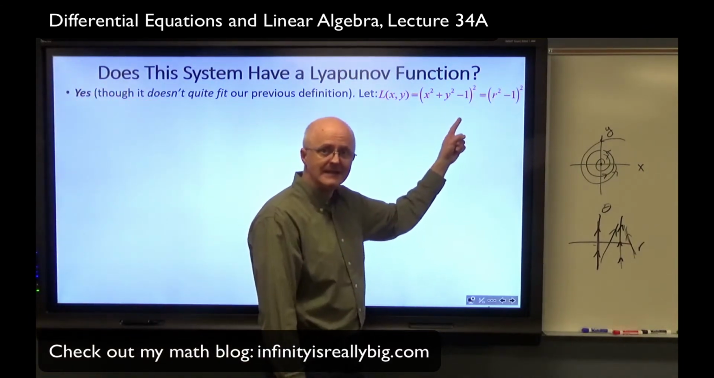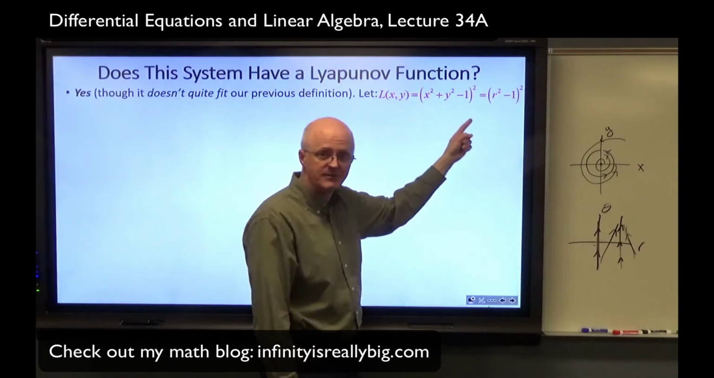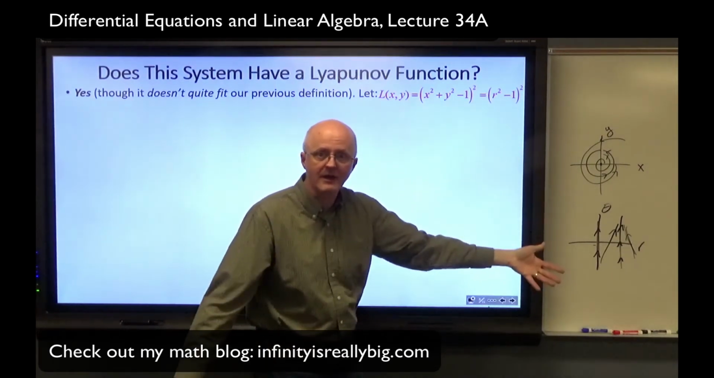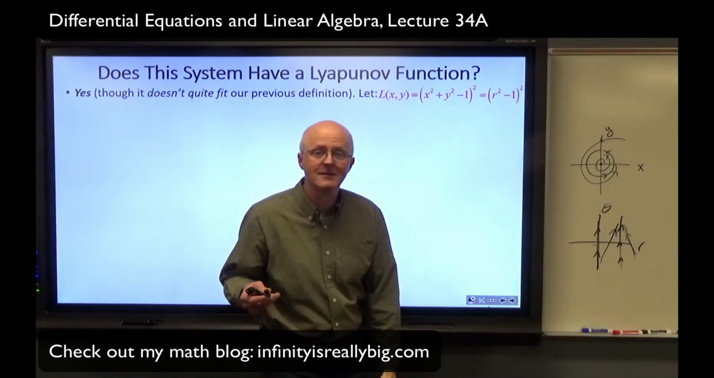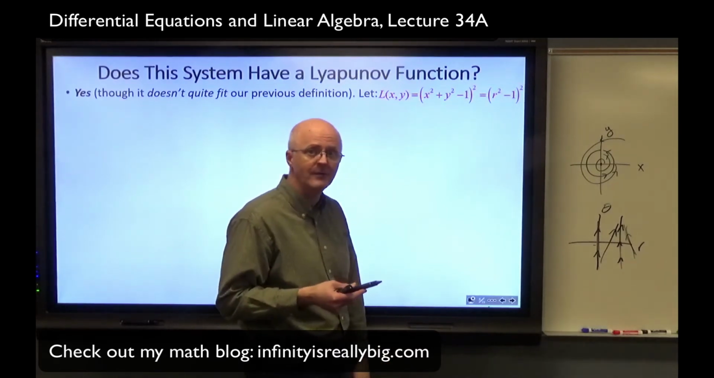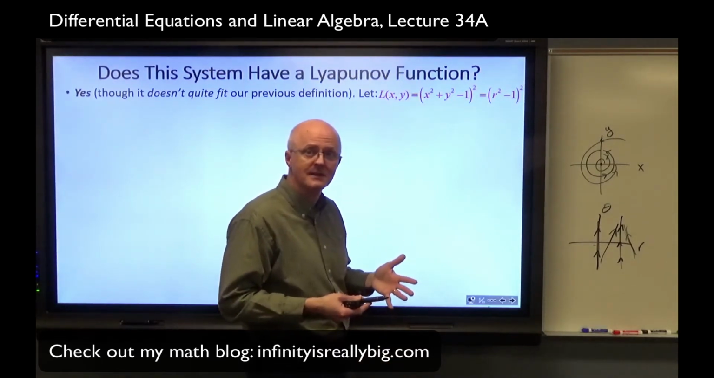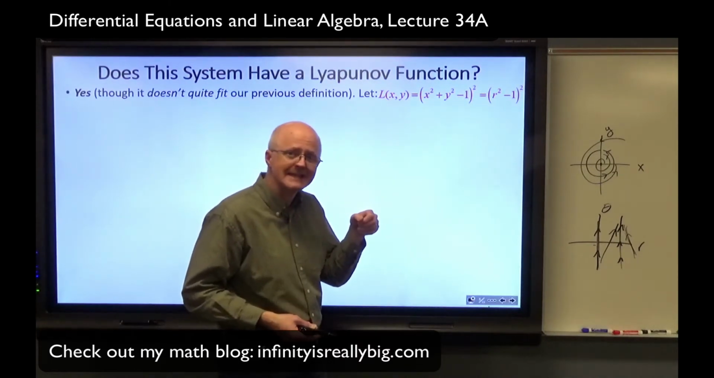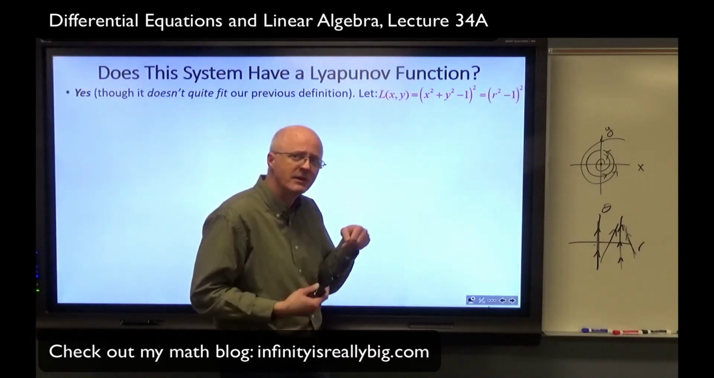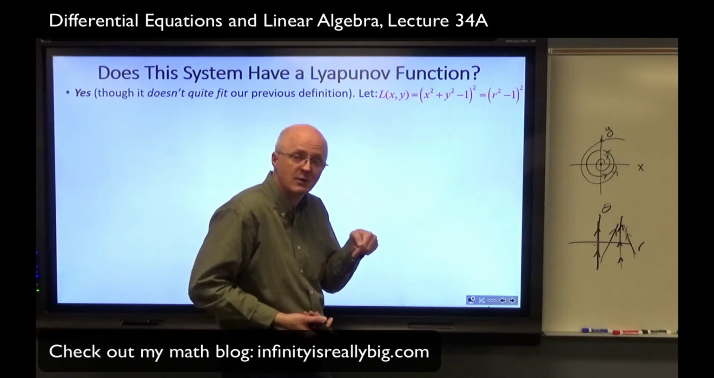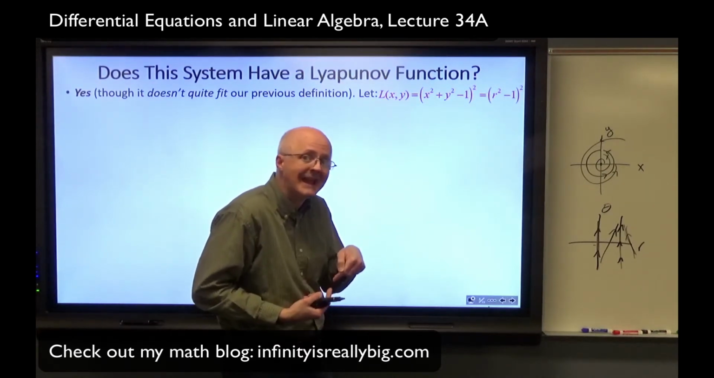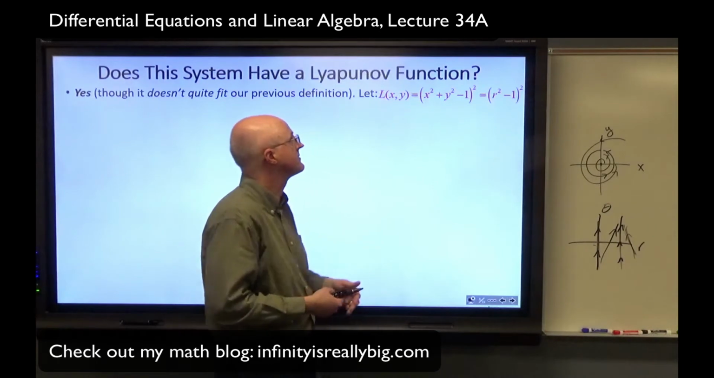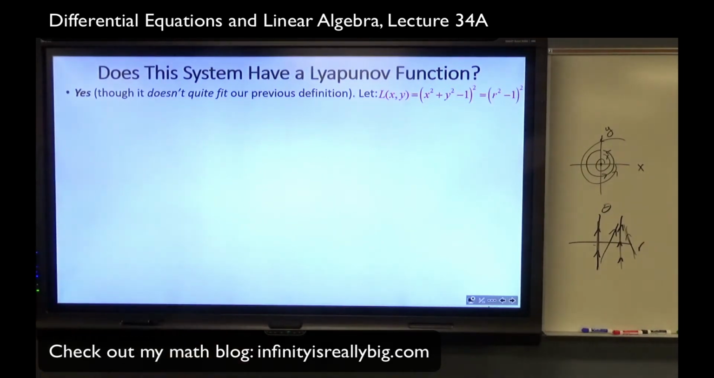This is a quantity that's going to equal 0 when x squared plus y squared equals 1, along the unit circle. It equals 0. It's positive everywhere else. The further you go away from the unit circle in either direction, the bigger it gets. The derivative along solution curves, because they're going toward the unit circle, will be negative. That's the motivation for this, but I need to verify it symbolically.